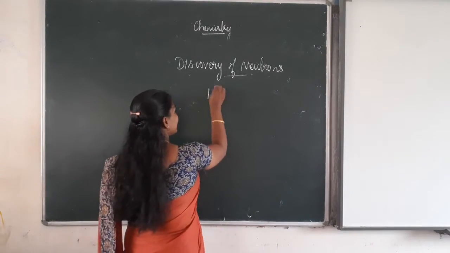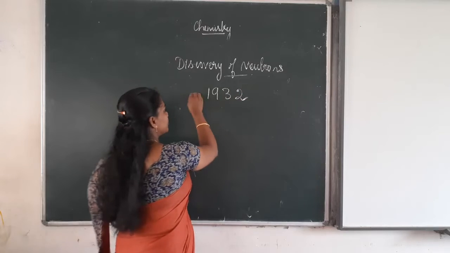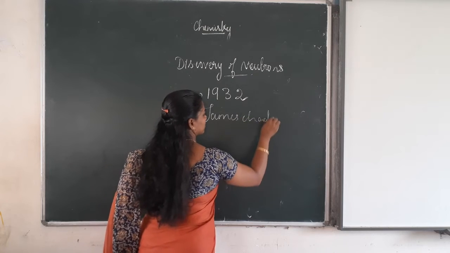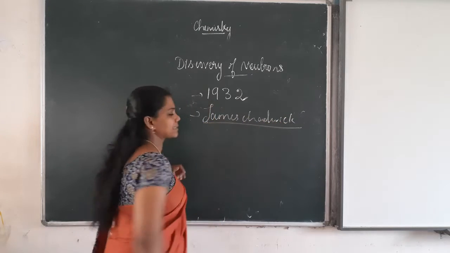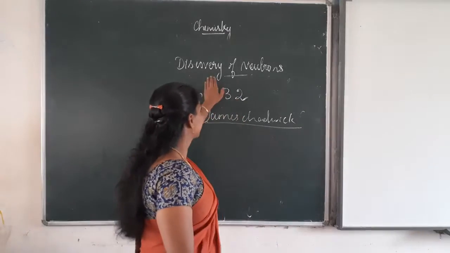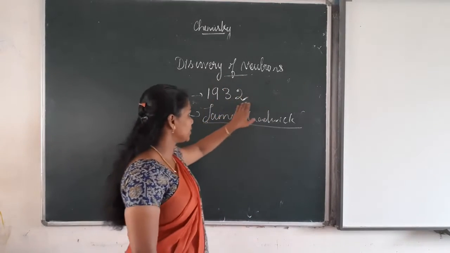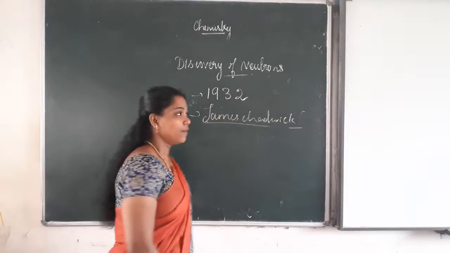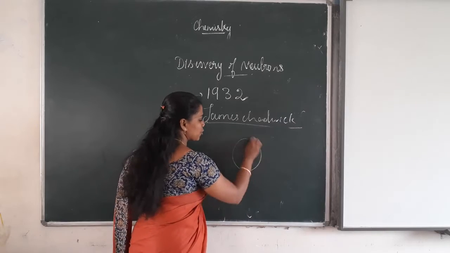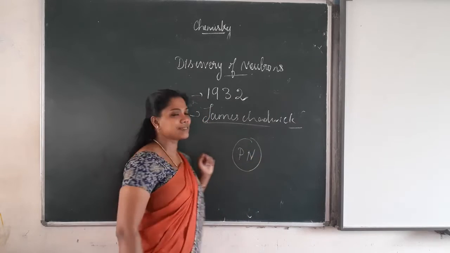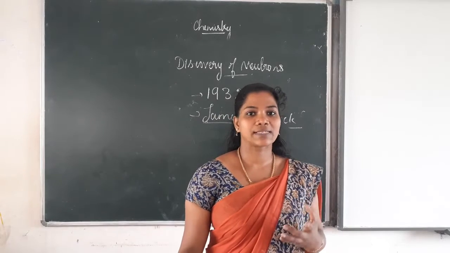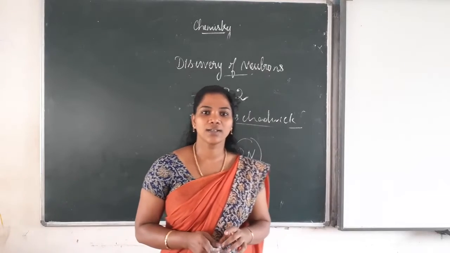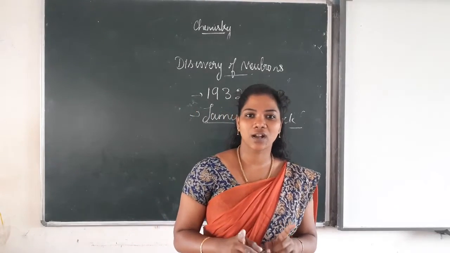It was proved in the year 1932 by the scientist James Chadwick. So the discovery of neutrons was in 1932. The presence of neutrons inside the nucleus was discovered by James Chadwick. Where are these neutrons present? Inside the nucleus, along with the protons. What is the main role of the neutron inside the nucleus? It will prevent repulsion. We know that two positive charges will not attract each other.